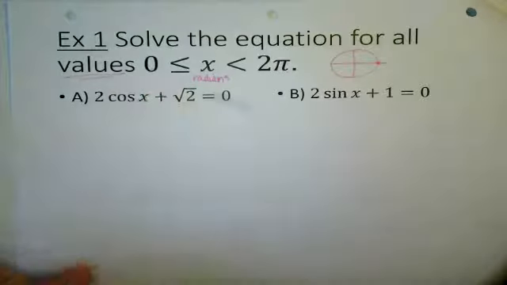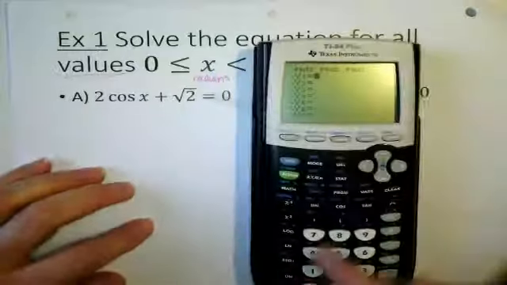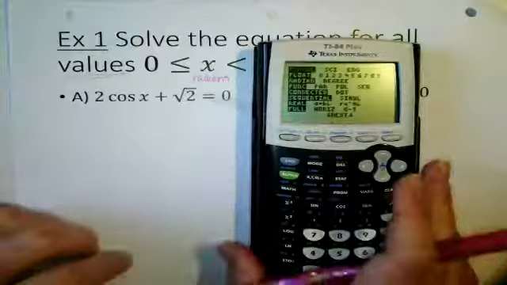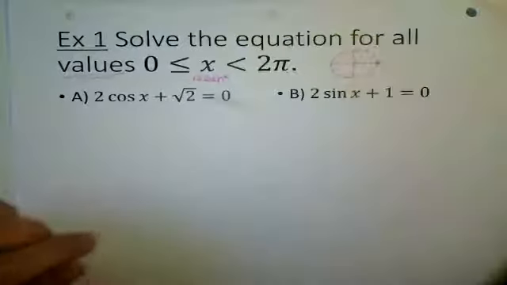You want to make sure that your calculator is in radian mode. So you just press mode and make sure you're in radians. The Casio, you'd go to setup.